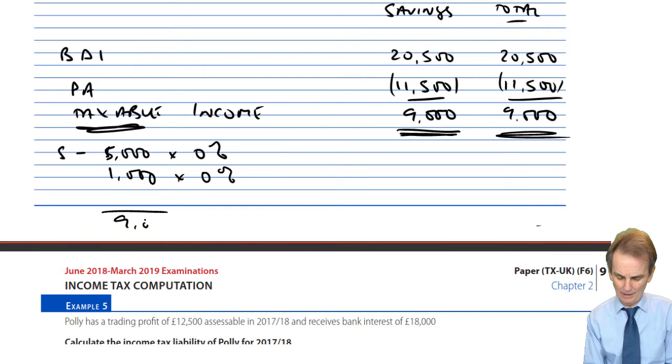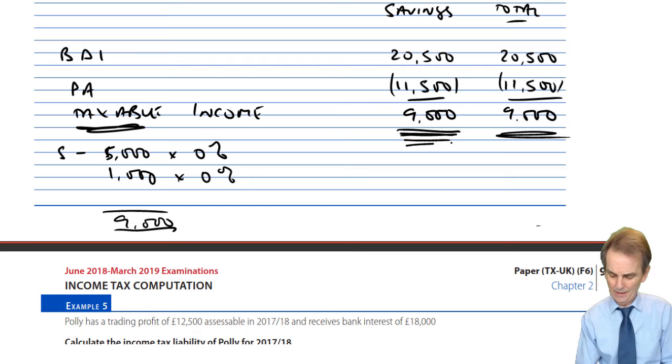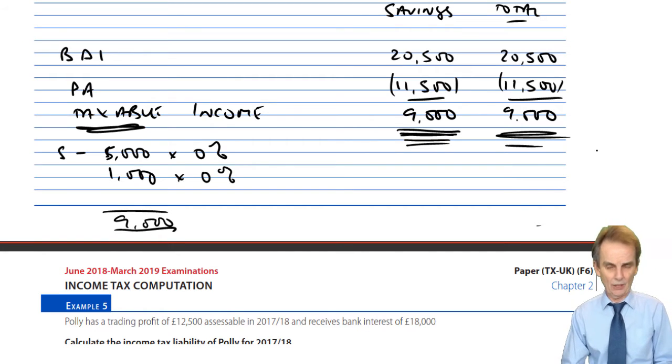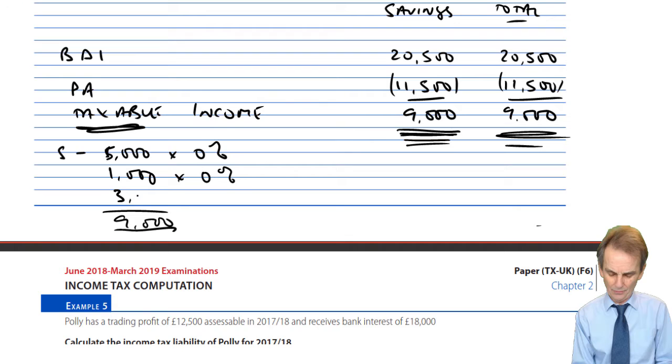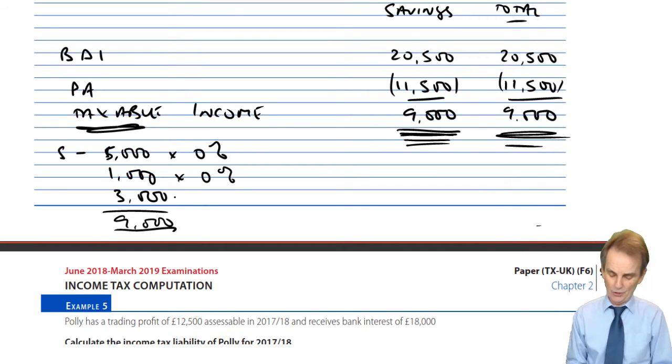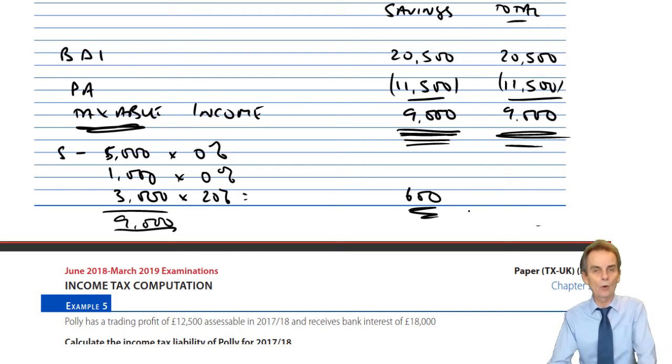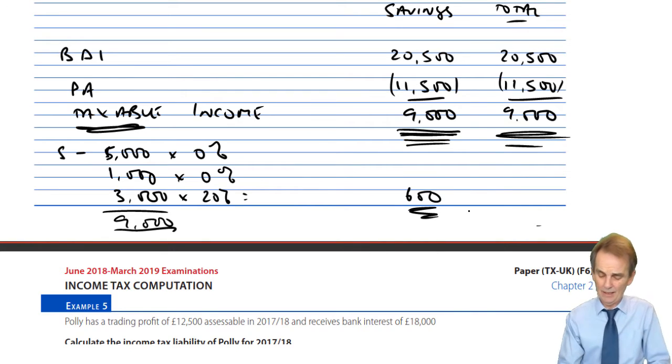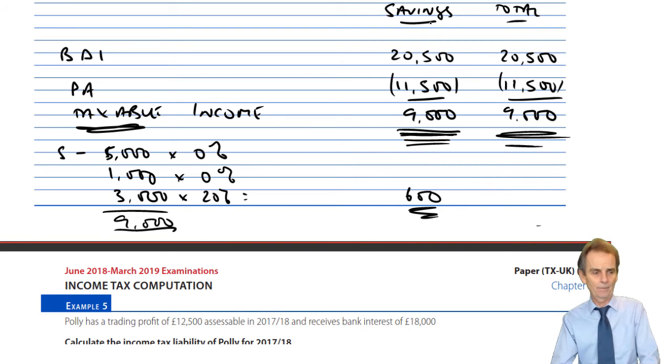There was £9,000 worth of savings and total taxable income. So that leaves £3,000 of this savings income figure that now falls into the basic rate band. And £3,000, of course, at 20%, we've had nothing up until now, is going to give you some £600, and that will be your income tax liability.